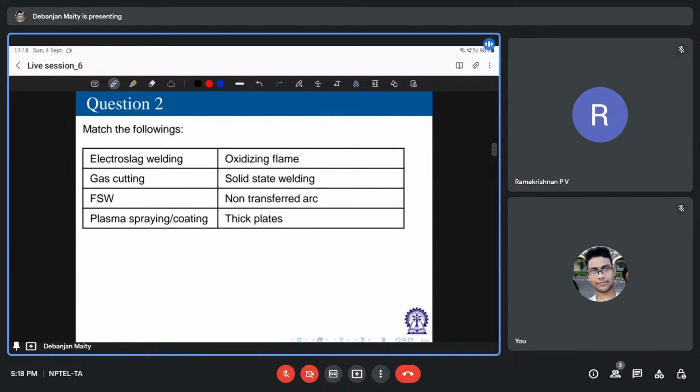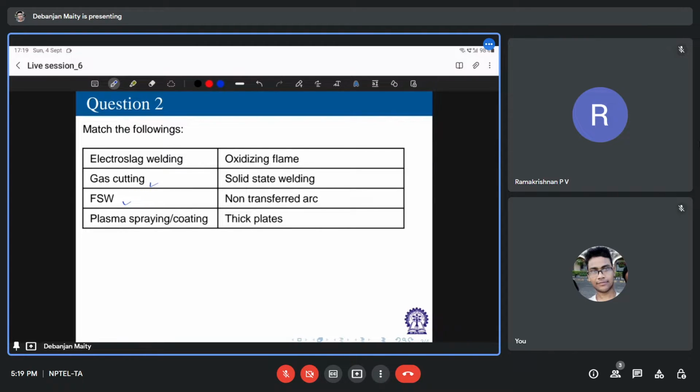Now in question 2, it also asks to match the following. There are different kinds of welding like electroslag welding. There is something called gas cutting. There is something called FSW, and also something called plasma spraying.